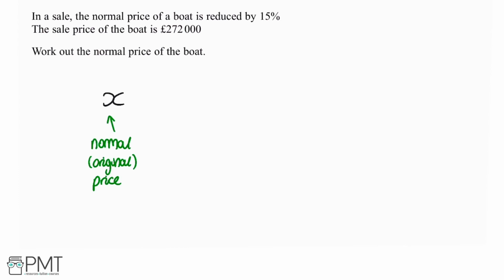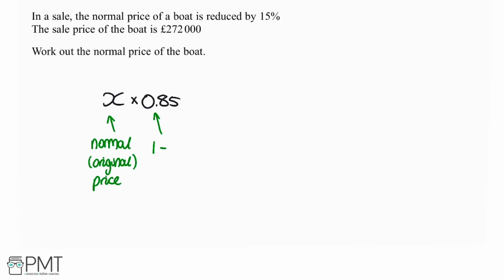I'm going to define a variable x, which is going to represent the normal, or you can think about it as the original price. And the price was reduced by 15%. So to do that, you multiply by 0.85. Let's think about this. If we multiply by 100%, or in decimal form, that's 1, then that's not going to make a difference. That's not giving any discount. However, we want to reduce by 15%.